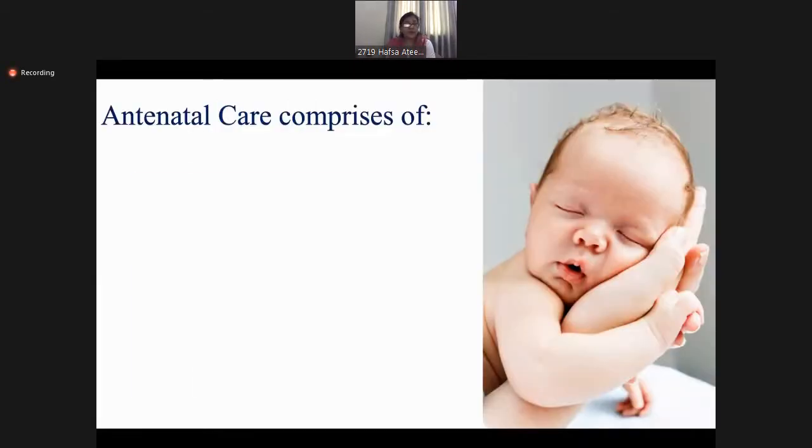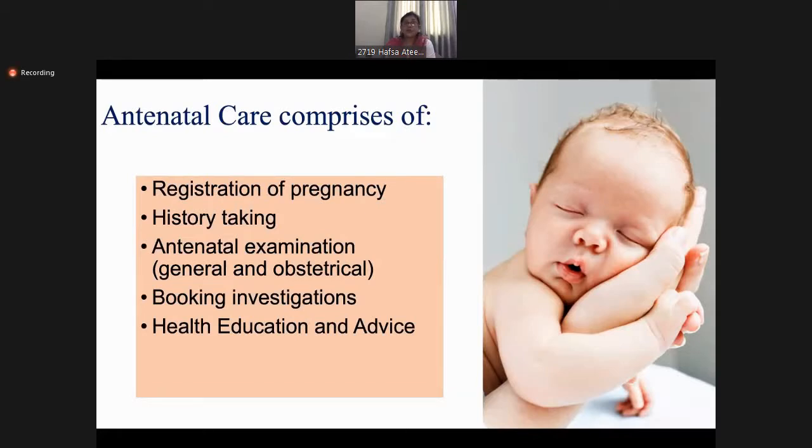First of all, registration of pregnancy. You register the patient as your patient so that you have a bonding, a close liaison between the healthcare provider and the patient, so that she can discuss all her issues with you, problems which she might face during pregnancy or which she might develop during pregnancy. She should be discussing with the healthcare provider. The healthcare provider should take a proper history.